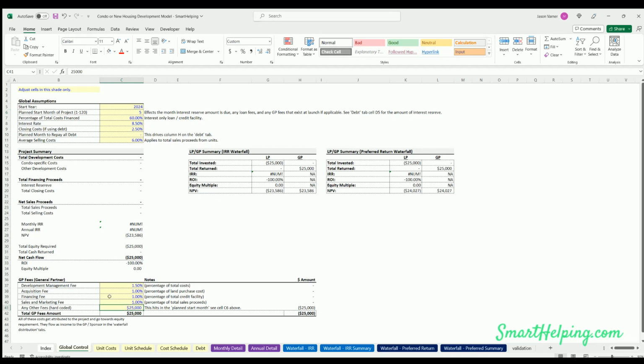These are costs paid by the project and funded by equity, which if it's 100% funded by an LP, then they'd be paying all these costs. And then that's income for the GP. Okay, so there's that. Let's go to unit cost.